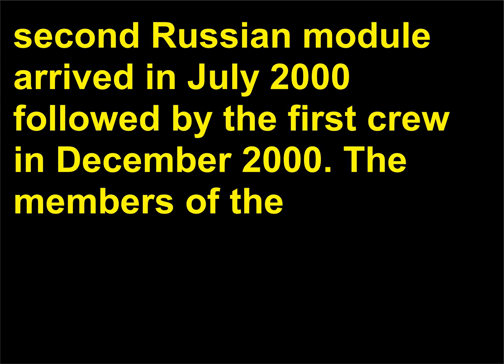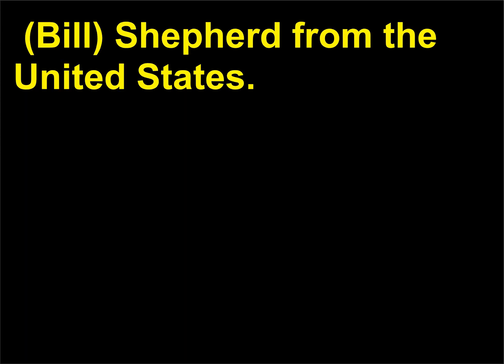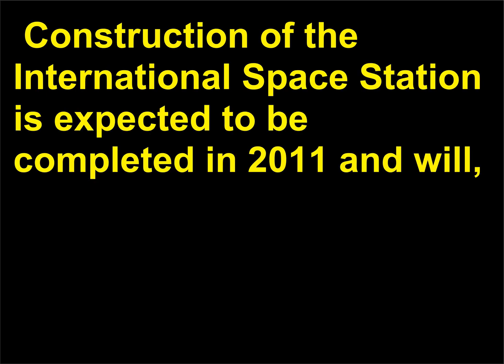A second Russian module arrived in July 2000, followed by the first crew in December 2000. The members of the first crew to live in the space station were Sergei K. Krikalev and Yuri P. Gidzenko from Russia and William M. "Bill" Shepherd from the United States. Construction of the International Space Station is expected to be completed in 2011 and will, hopefully, be operational through 2015.